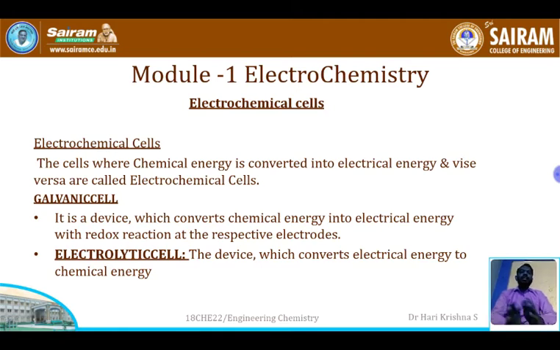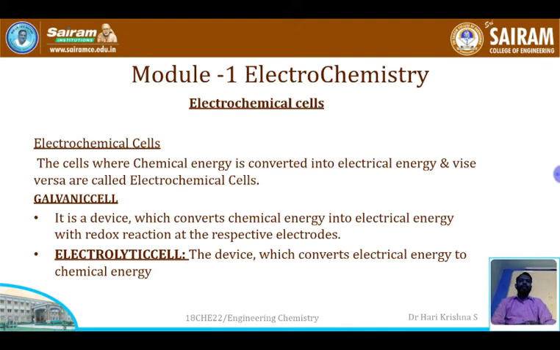So this is another alternative source for fossil fuels. In our previous discussions, we have discussed fossil fuels, right? That is our first module. The other alternative source for fossil fuels are electrochemical cells, that is batteries. In electrochemical cells, the first type is the cells which convert chemical energy into electrical energy. Those are called galvanic cells.